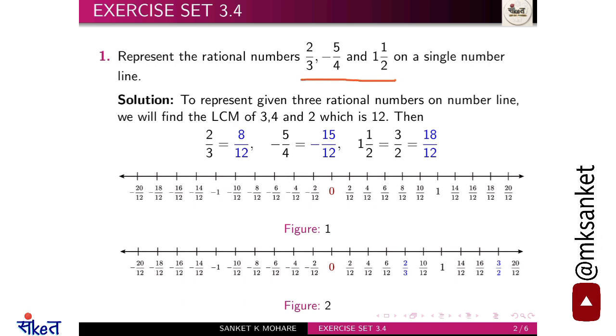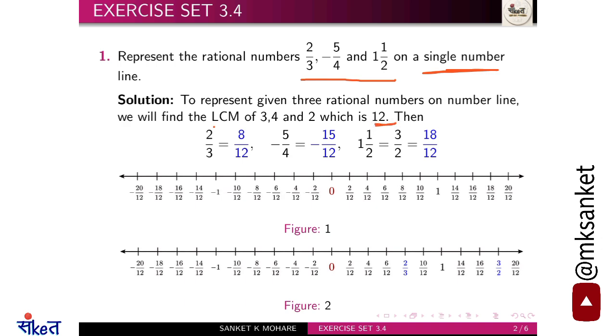We have discussed how to represent rational numbers on a number line, but here we have to represent all these three numbers on a single number line. In my previous class I said we want the equivalent rational number concept to represent such rational numbers on a number line. So here we are making the denominators of these three rational numbers 12, because the LCM of 3, 4 and 2 is 12.